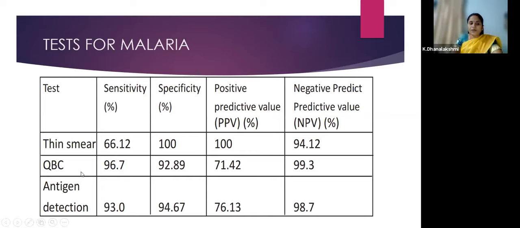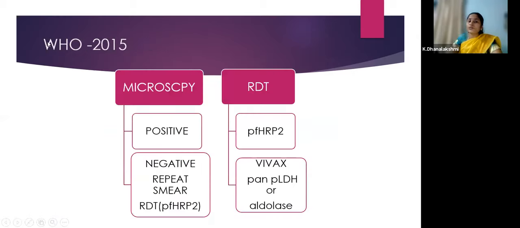So this is very important. The RDT, now WHO has approved the use of RDT whenever there is a suspicion of malaria, if microscopy is not possible. If microscopy is possible, then first line is microscopy. If it is positive, it confirms the diagnosis of malaria. If it is negative, go for a repeat smear and PF, that is plasmodium rapid antigen test for malaria.